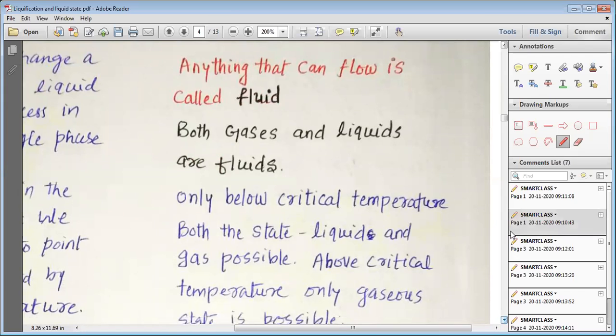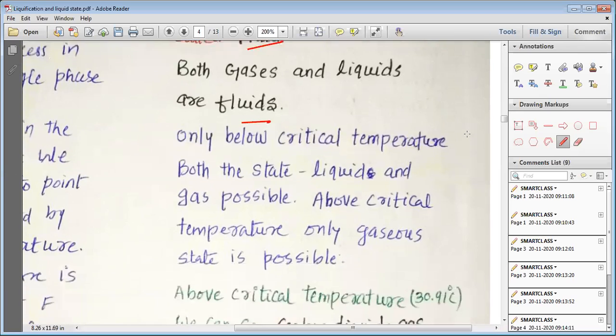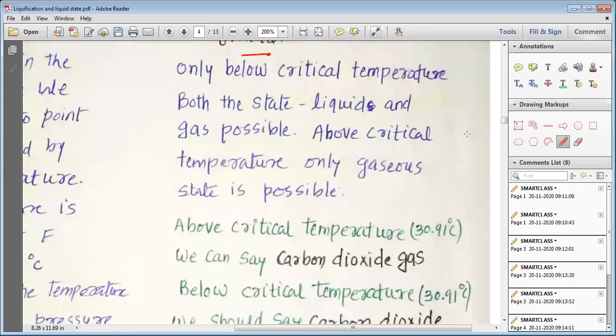Now, my dear students, we want to study about the fluids or the liquid state. So, anything that can flow is called fluid. Both gases and liquids are called fluids. You might have studied in ninth standard, my dear students, that anything that can flow is known as fluid, and gases and liquids both are known as fluids.